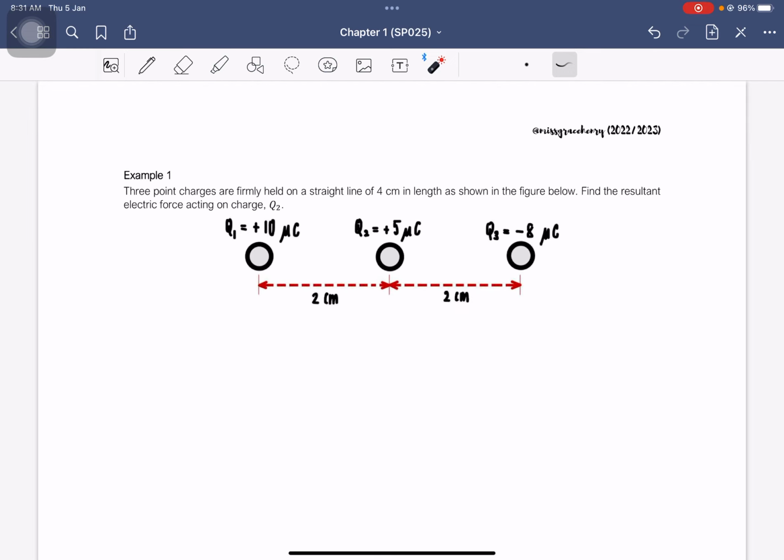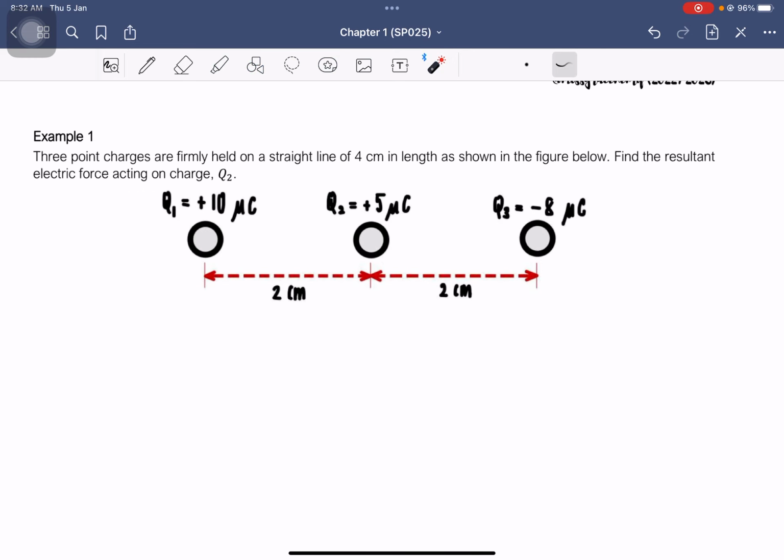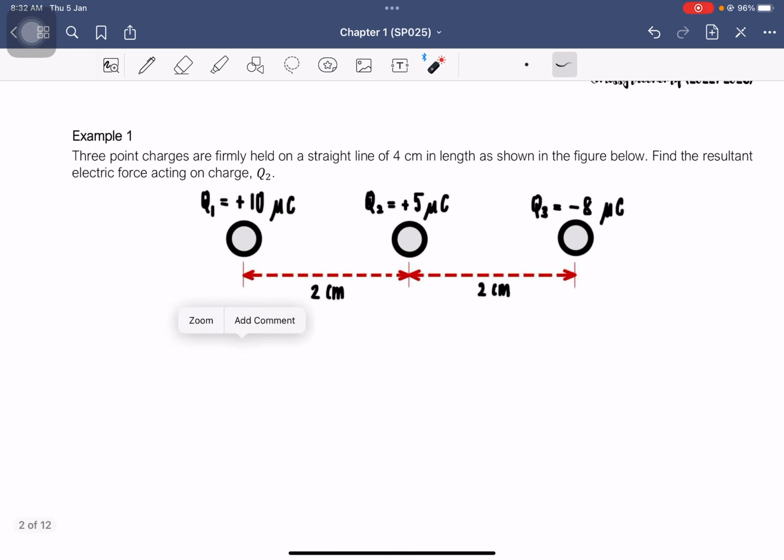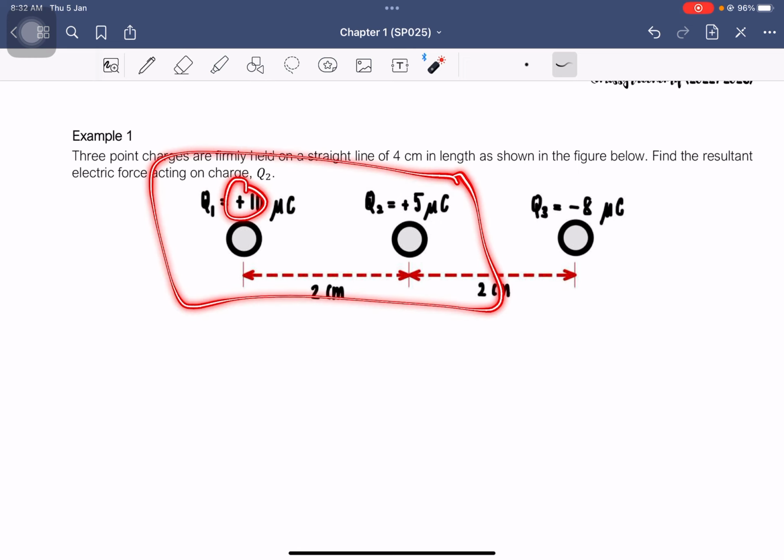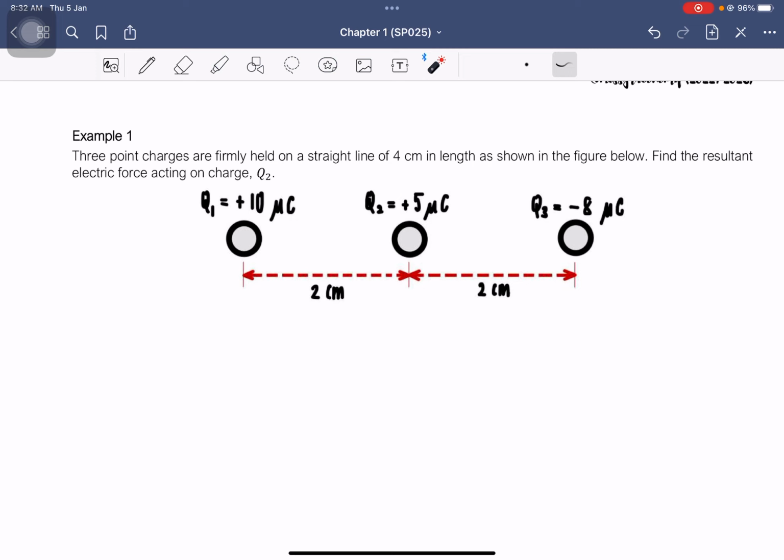Now let's try and do example number 1. So first, what we need to do is we have to try and sketch the electric force diagram. So for this one, we have a positive charge. So we will be focusing on what is being experienced on charge 2, because the question asks, find the resultant electric force acting on charge 2. So let's look at these two first. So both have the same sign, meaning they have repulsive force. Okay, so when they have repulsive force, both will be pointing to the other side.